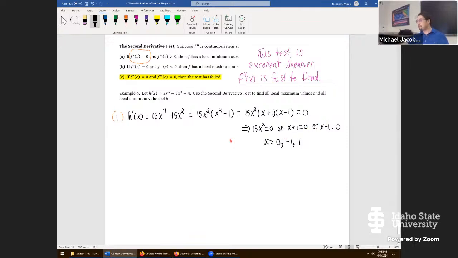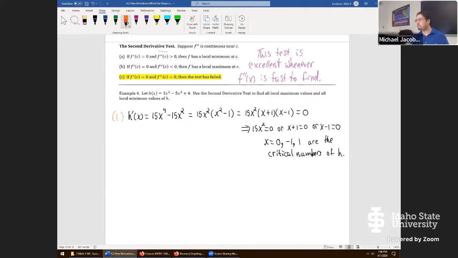So we've got our critical numbers. We'll say that these are the critical numbers of H. So that's our step 1. We have all the critical numbers.